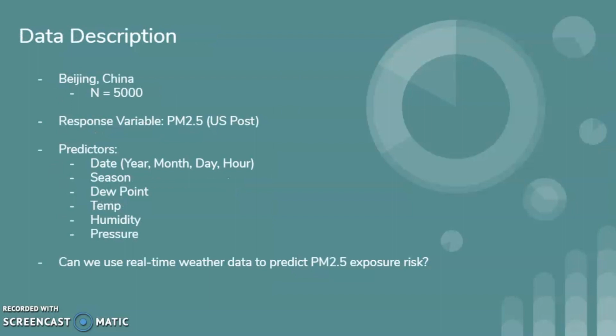So we used data from Beijing, China. The response variable was PM 2.5. The predictors we used were things like date, so year, month, day, hour, season, dew point, temperature, humidity, pressure, wind direction, things of that nature. And then the question we're trying to answer is, can we use this real-time weather data to predict PM 2.5 exposure risk? So a person or a family living in Beijing, China can assess the risk of PM 2.5 before going outside and breathing in the air.